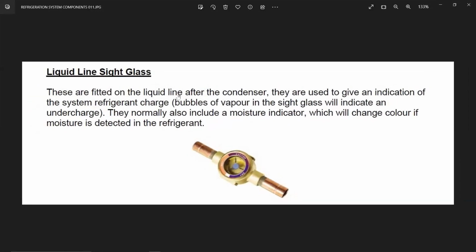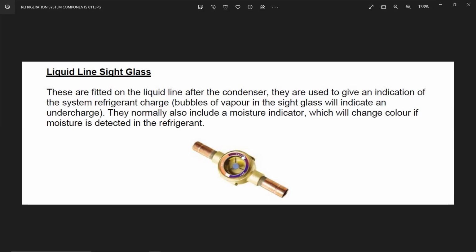These are fitted on the liquid line after the condenser. They are used to give an indication of the system refrigerant charge. Bubbles of vapor in the sight glass will indicate an undercharge. So basically, you have to look for bubbles. They normally also include a moisture indicator that changes color according to the moisture level.